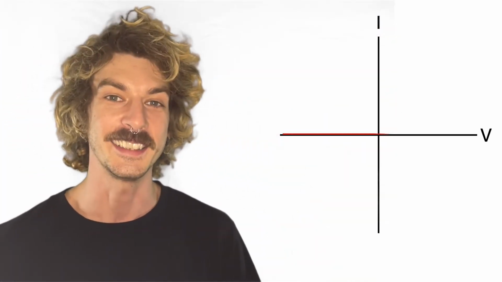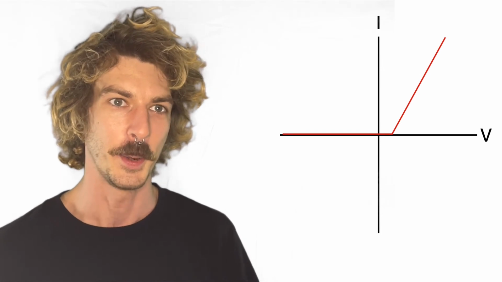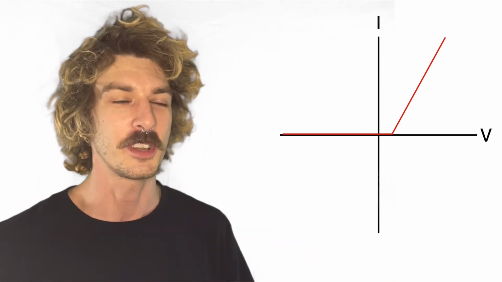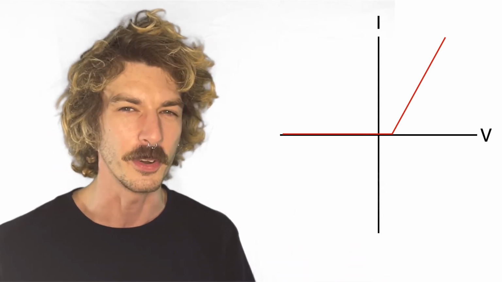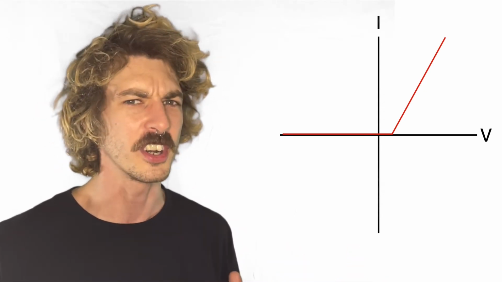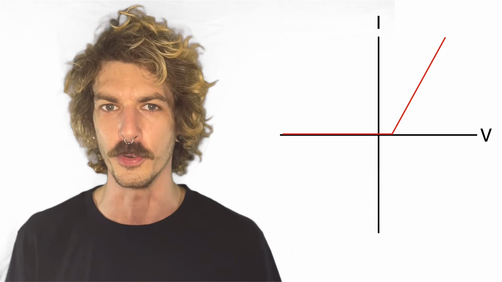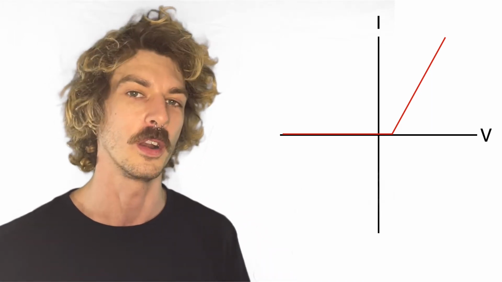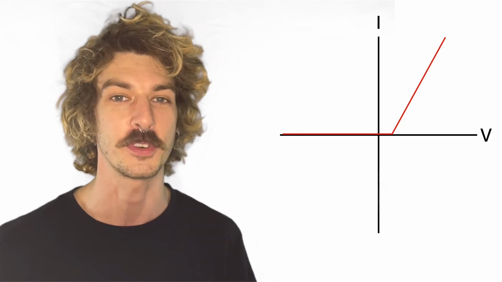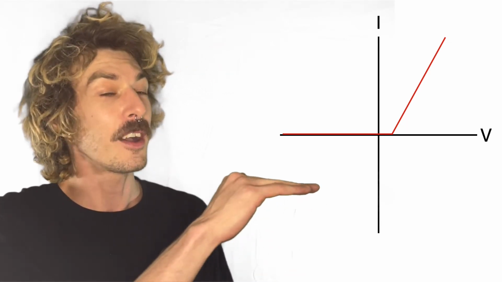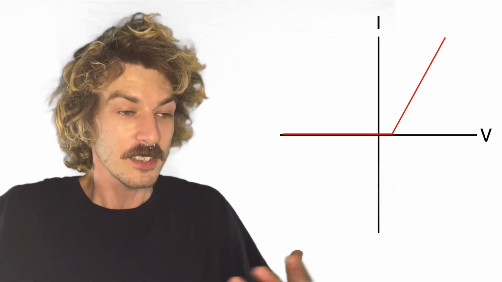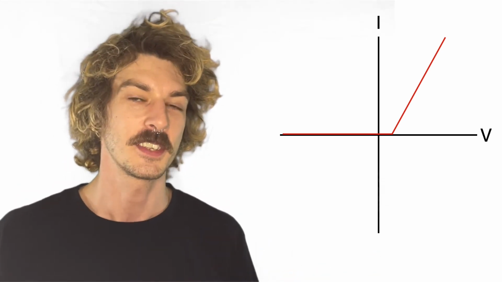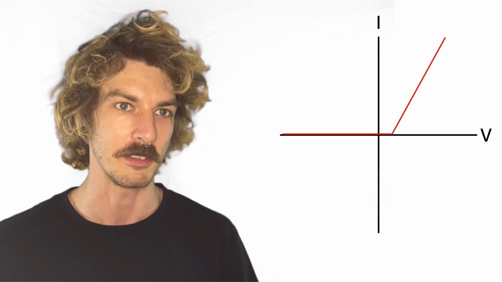IV graphs for LEDs look a little bit different now. The most noticeable thing here is that when we have a negative potential difference, we actually have zero current. So the current can't flow through backwards. LEDs will only allow current to pass through one way. So if we apply a negative potential difference, we get no current. We get a flat line, which means it's got a huge resistance. I mean, technically it means it's got infinite resistance when you apply a negative potential difference.